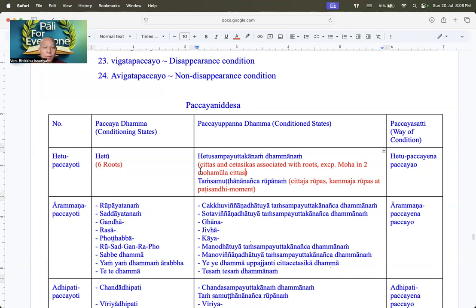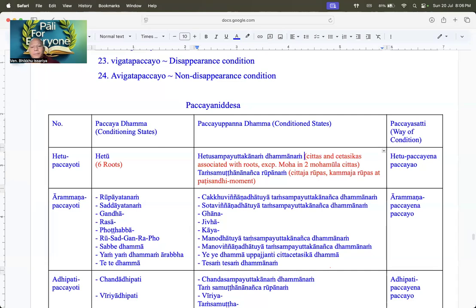So in this way it can be understood. These six rules support a condition for this condition state, so hetu paccaya, support by way of root condition. In this way it can be understood.